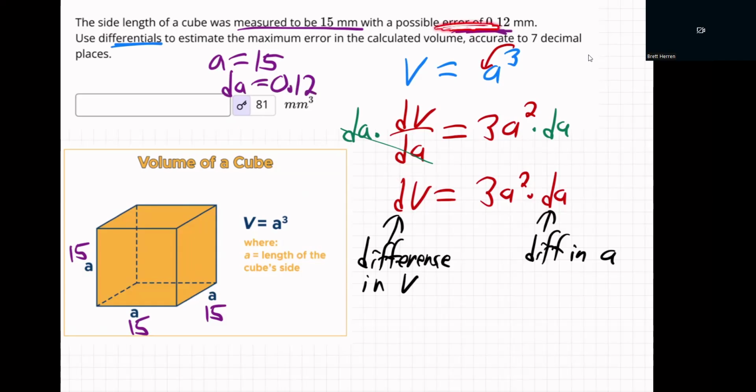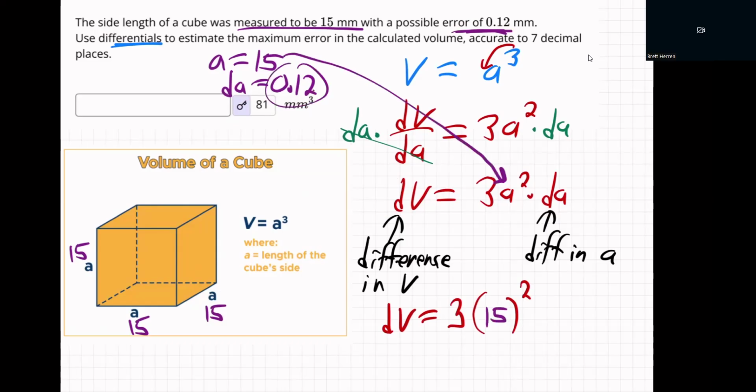Possible error means they measured it at 15 with their tool and it came out 15, but they know that tool could be off by as much as 0.12 millimeters. So that's possible error. So the actual side length difference in A could be up to 0.12. So plug those in. dV equals 3, and then we take that A, which is 15, plugging in that A right there, and then the dA right there, that's the 0.12.